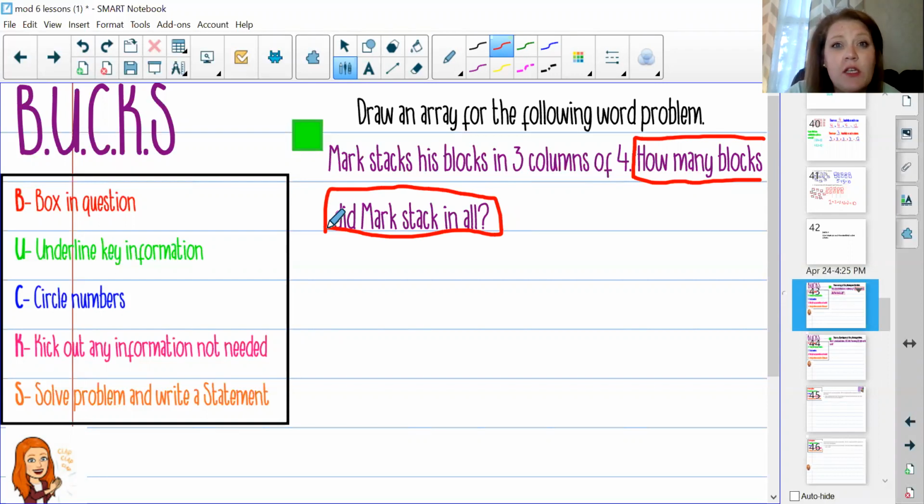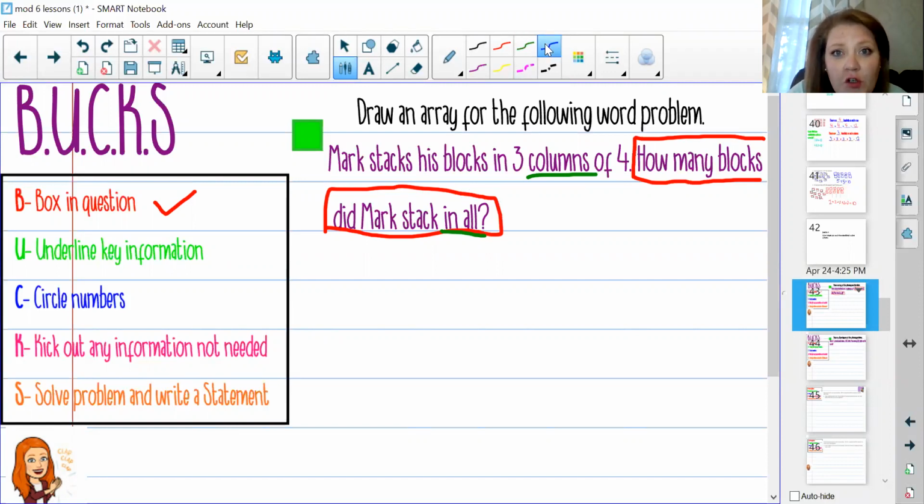We box in the question this way so we know that we've actually answered the question, like we've restated the question when we write our statement. Okay, cha-ching, we did that one. Underline key information. Mark stacks his blocks in 3 columns of 4. This word columns is important because it's letting us know which direction we're going to be going. And then we have this in all here too. That is a key term.